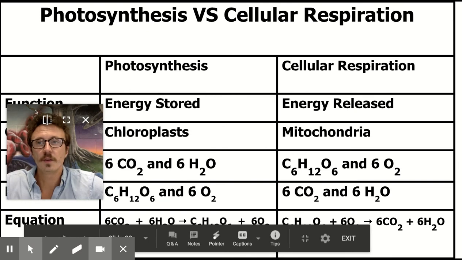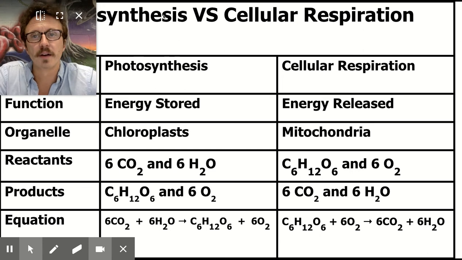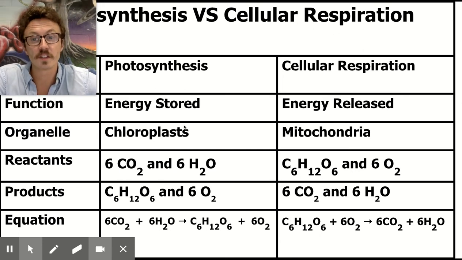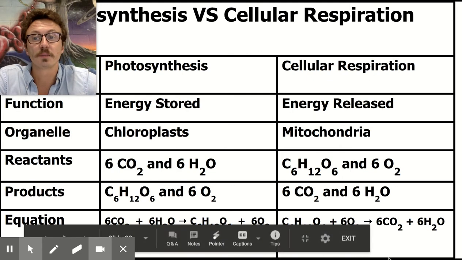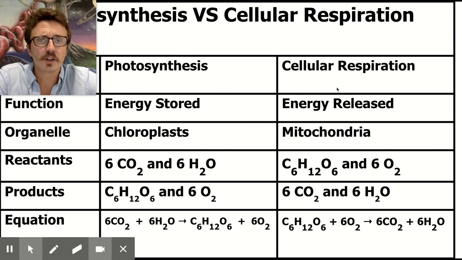Now, I know this diagram seems rather complicated, or this table, but it's just a quick comparison of photosynthesis and cellular respiration. In this column, we have everything dealing with photosynthesis, and in this column, everything dealing with cellular respiration. The main function of photosynthesis is to store energy, right? To trap energy from the sun and take that solar radiant energy and fix it into chemical energy in the chemical bonds in glucose. And then cellular respiration releases that energy from the chemical bonds in glucose to form ATP so that the cell can perform lots and lots of functions.